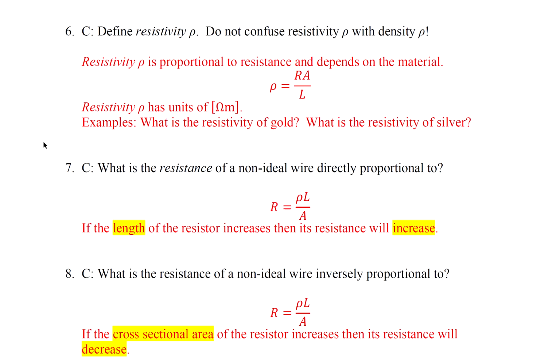Question 6. Define resistivity rho. Do not confuse resistivity rho with density rho. Resistivity rho is proportional to resistance and depends on the material. So for example, people will ask you for an element's resistivity. What is the resistivity of gold or silver? And as you can see, resistivity rho has units of ohms times meters.